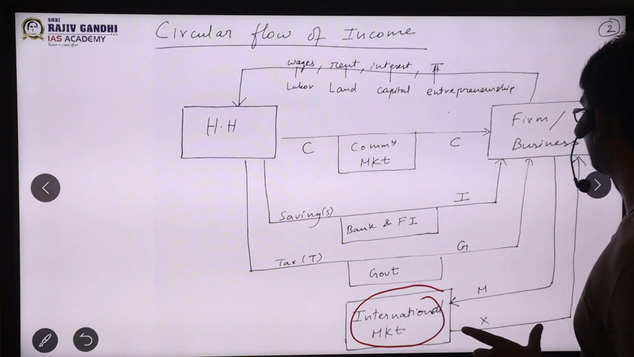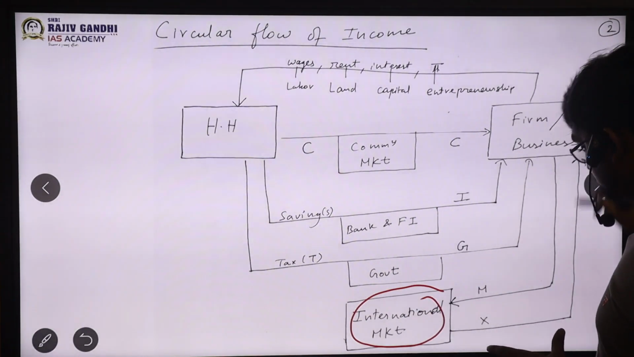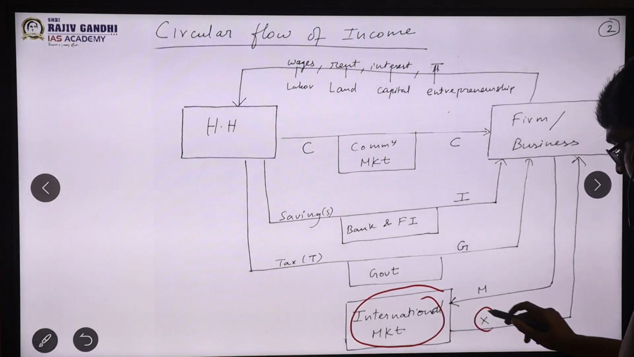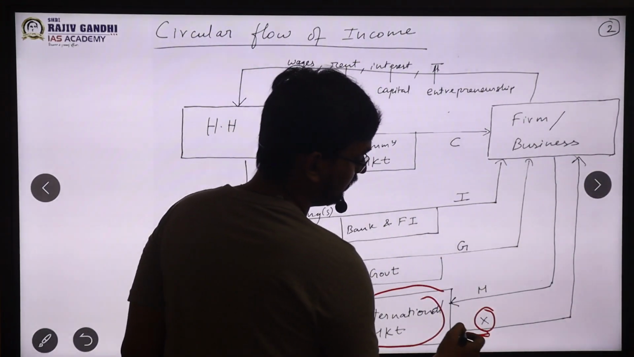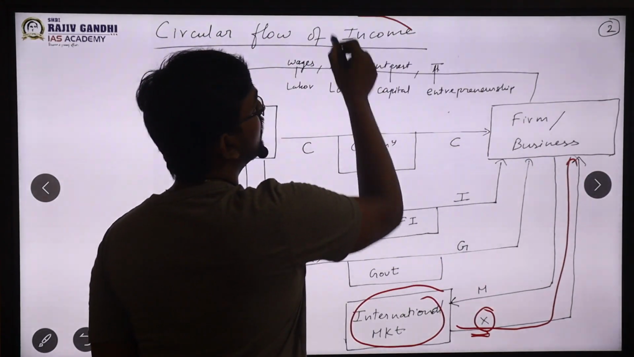That means these firms and businesses will be exporting, sir. The exporting will be to the international market, but the income they get will go to the firm. That is why, from the first itself, we are looking only at income, sir.